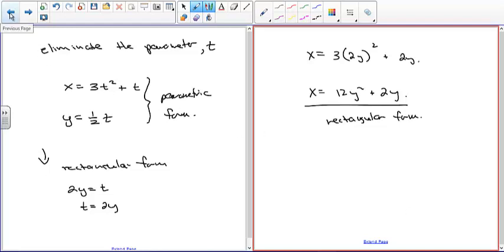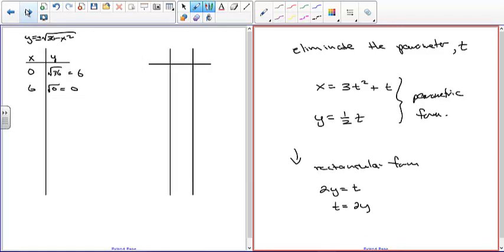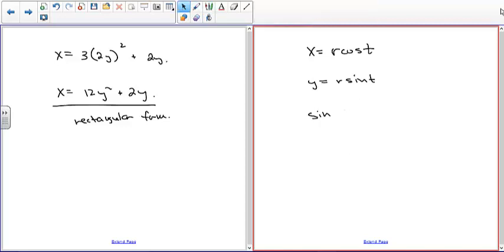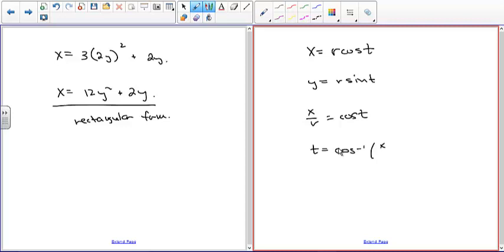Let's try the one that we just did a second ago. Let's go back to this one. We had x equals r cosine of t and y equals r sine of t. Let's solve the first equation for t. So we'll get x over r is equal to cosine of t. Therefore, t is equal to the inverse cosine of x over r.